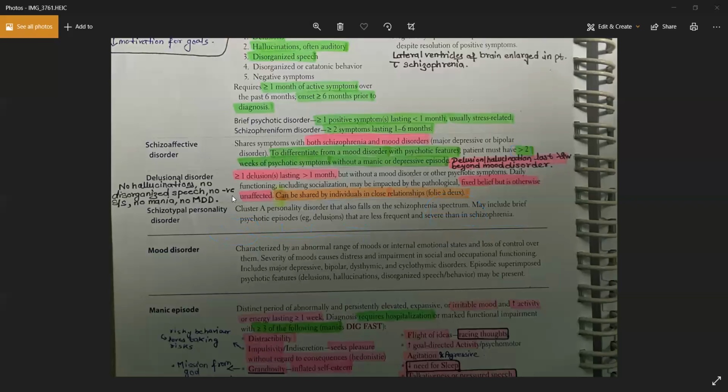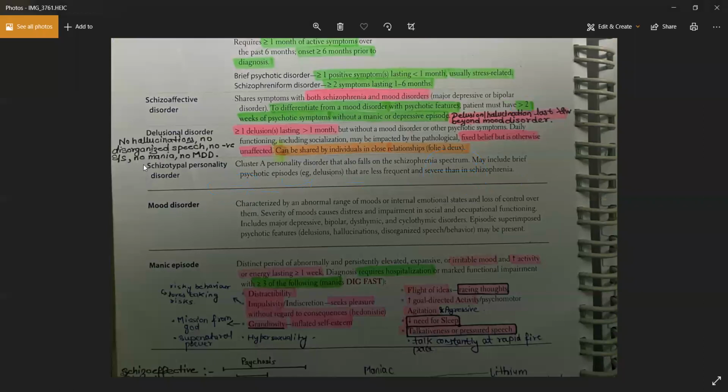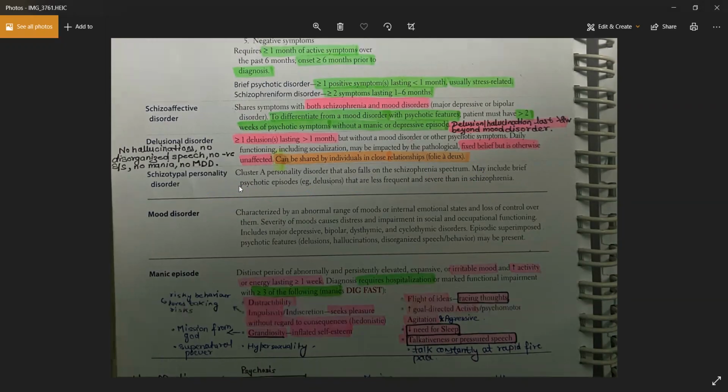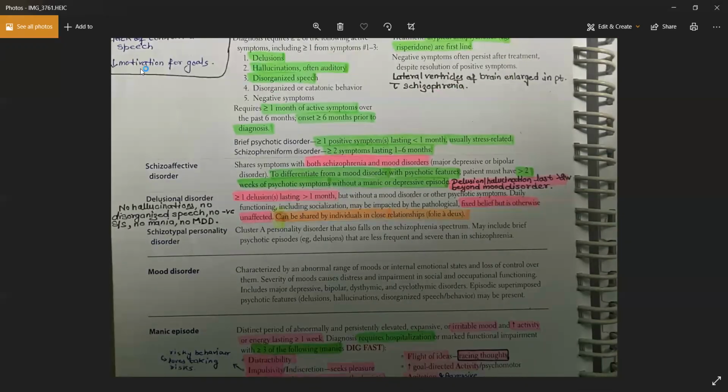Okay. Then you have a schizotypal personality disorder, which is a cluster A-type personality disorder, in which again the patient will have some kind of fixed beliefs, they will have some delusions, some psychotic features, but they cannot meet the diagnosis of the schizophrenia. If they are meeting the diagnosis of the schizophrenia, you call it a schizophrenia, not a schizotypal personality disorder. So it is kind of a less severe condition than the schizophrenia, you can say.